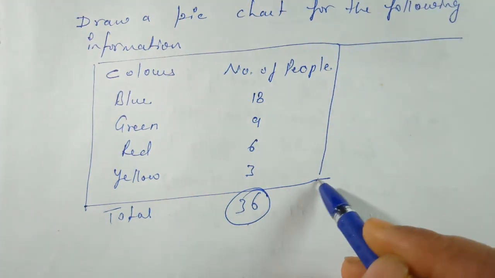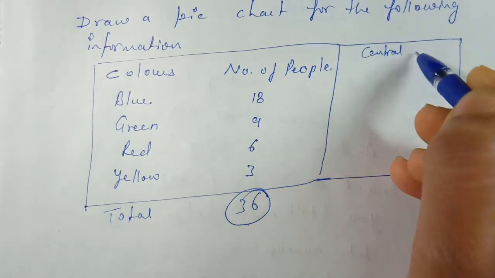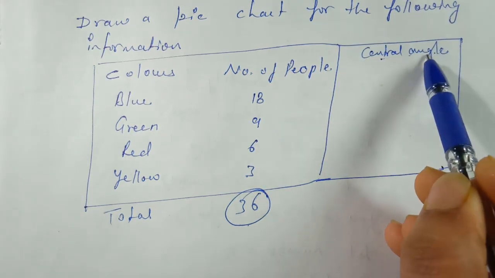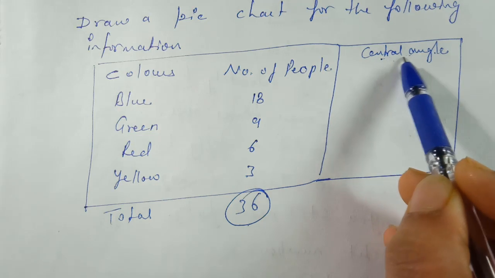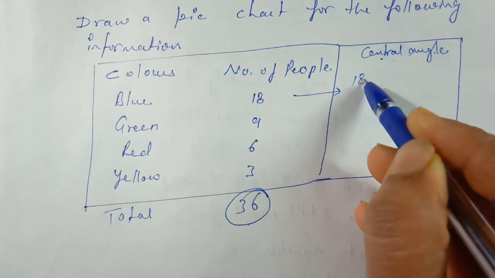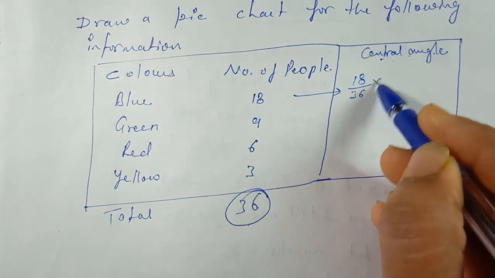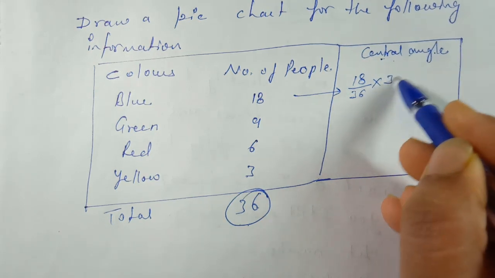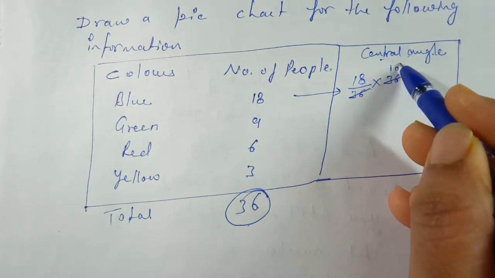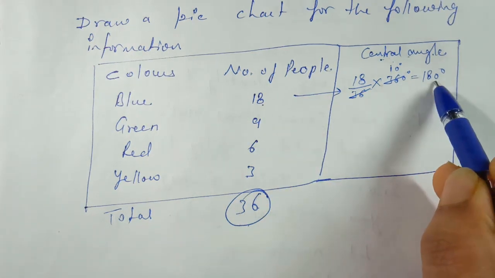So what column are we going to write? Central angle, the angle that we take at the center of the circle. For blue we have to find the central angle. Take 18 in the numerator and the total 36 in the denominator, and we know the complete angle is 360 degrees, so multiply by 360 degrees. These two will cancel. 18 into 10 gives 180 degrees. So for blue the angle is 180 degrees.